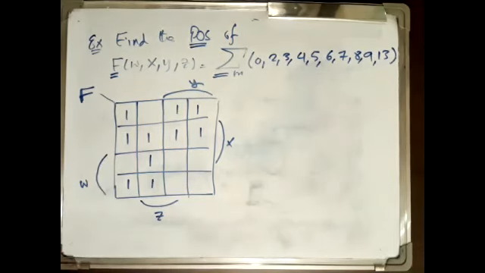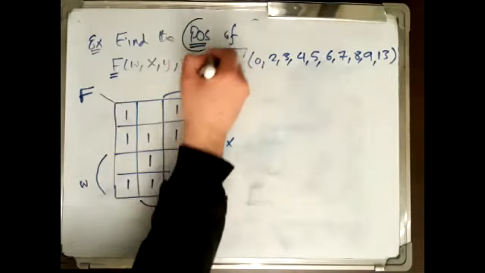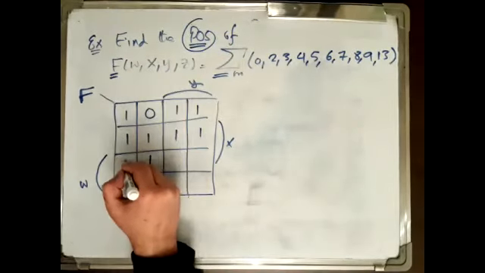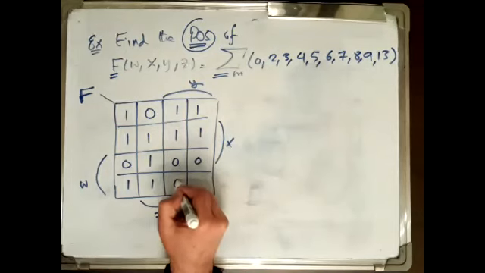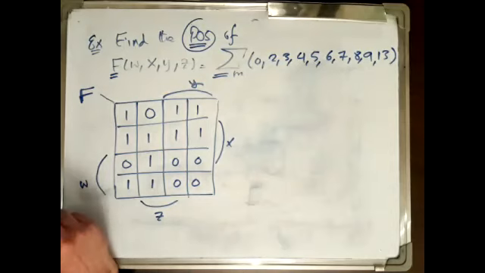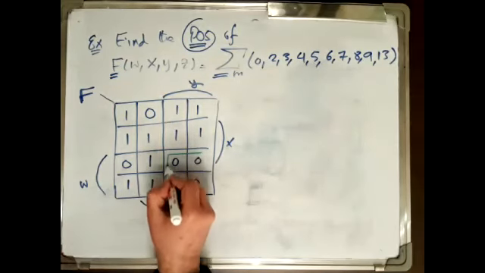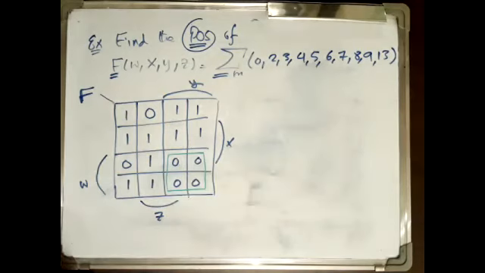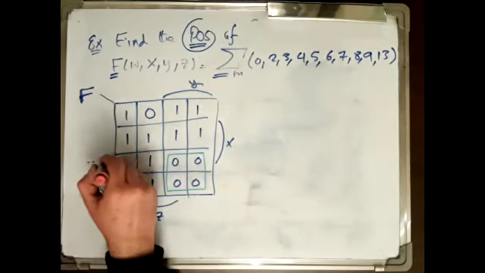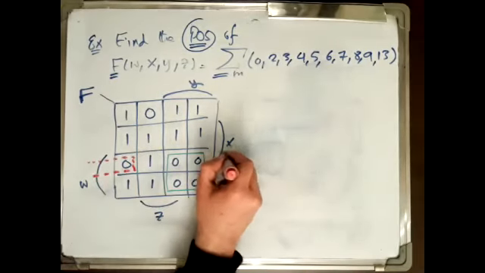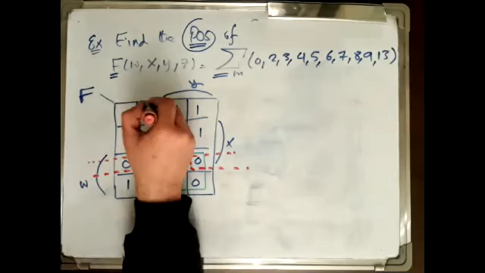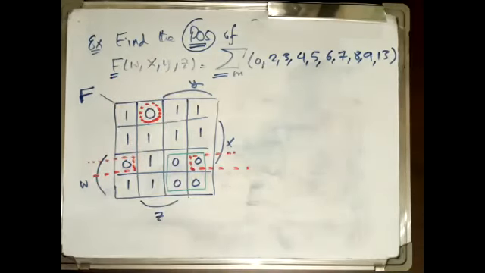So these are the ones of F, but we are looking for the POS of F. So we need to look at the ones of F bar, which are the zeros of F. So these are the zeros. Now we try to find the prime implicants using the zeros, which are essentially the ones of F bar. It is very clear this is a prime implicant, and this is a prime implicant for these two. And this one cannot be combined with any other squares. So these are the prime implicants for F bar.